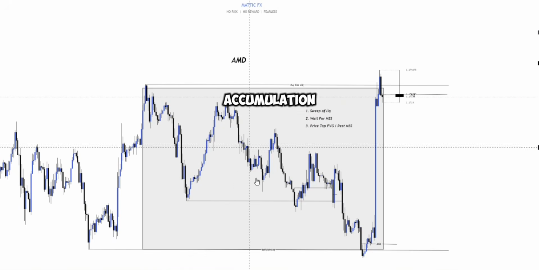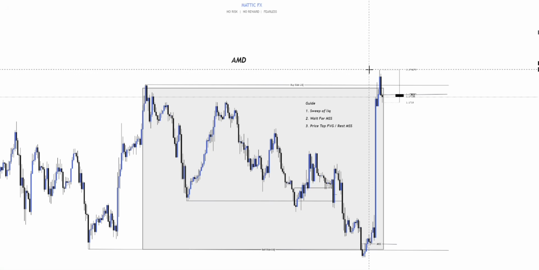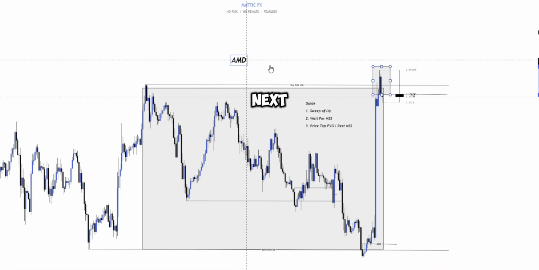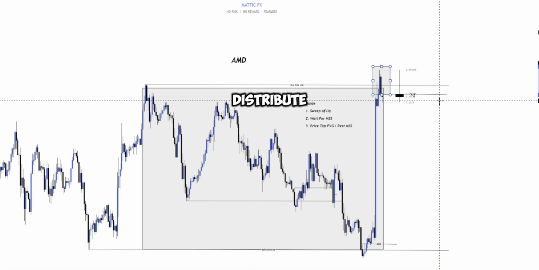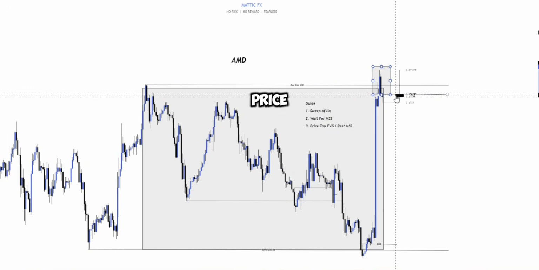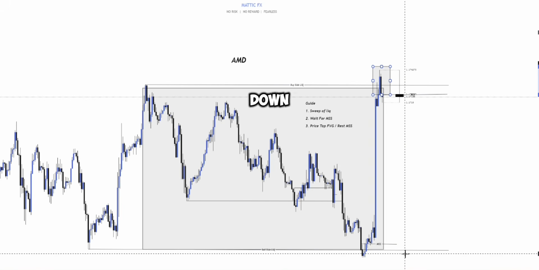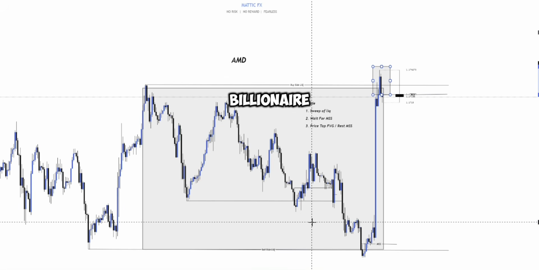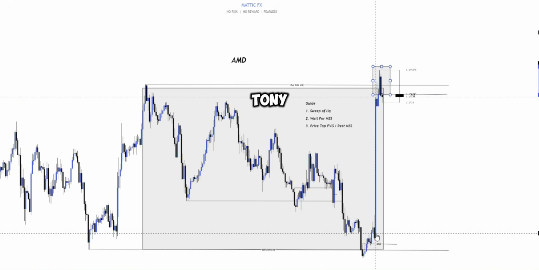So AMD: accumulation, check. Manipulation, check. Distribution is next, but we want to know where price is going to distribute to. So these two things basically confirm that price is now 90% likely to go down. We're never 100% sure, it's trading. If I were to know exactly what it's going to do, I'd be a billionaire, you know, Tony Stark type stuff.